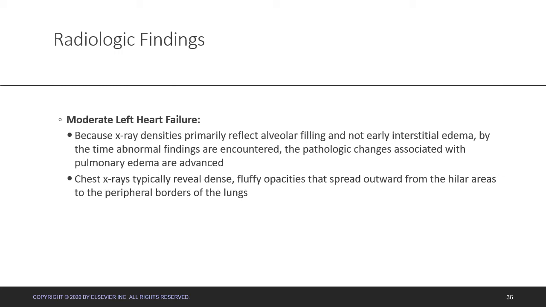Because the X-ray densities primarily reflect alveolar filling and not early interstitial edema, by the time abnormal findings are encountered, the pathologic changes associated with pulmonary edema are usually advanced. Chest X-rays typically reveal dense, fluffy opacities that spread outward from hilar regions to peripheral borders of the lungs.